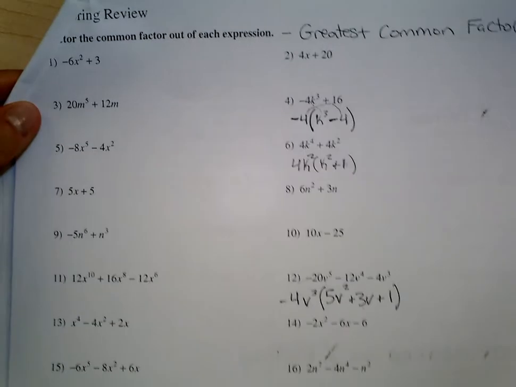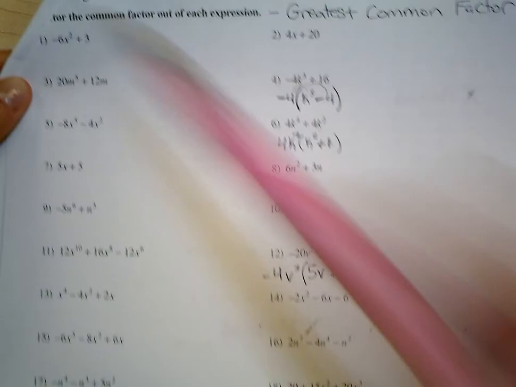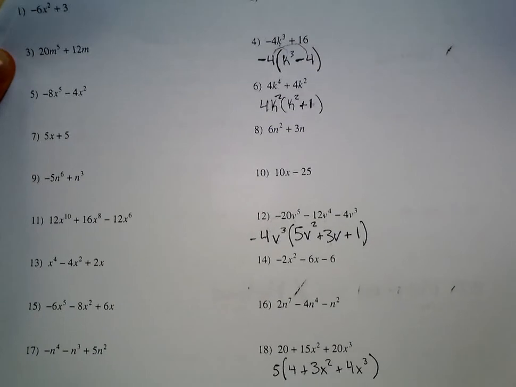Okay, so this should be enough to get you through numbers 1 through 20, taking out a greatest common factor.